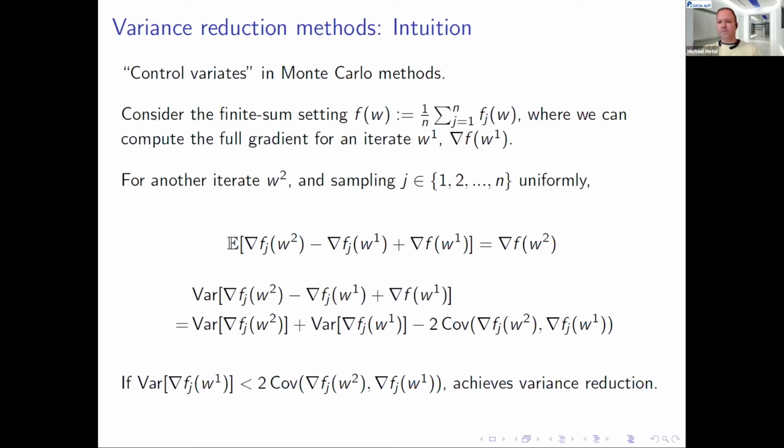Intuitively, if we're running SGD, and we have one iterate and another iterate not too far away, likely the stochastic gradients are correlated if we're using the same j. So if we're overestimating at w1, we're probably overestimating at w2, and adding these two terms helps to dampen the error. Okay, so that's some intuition.